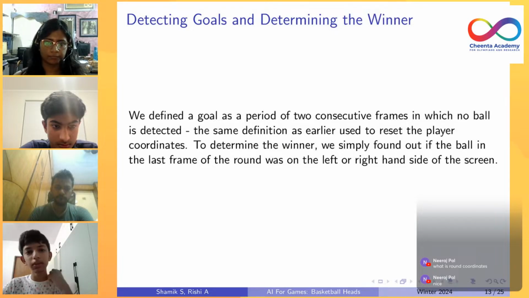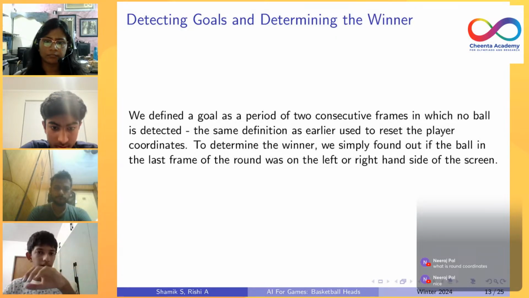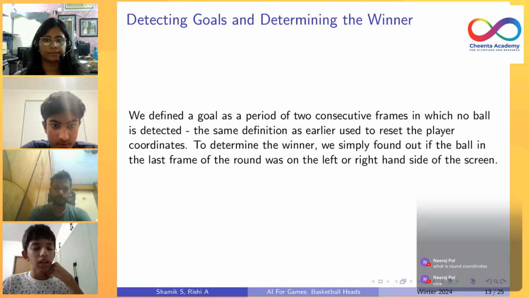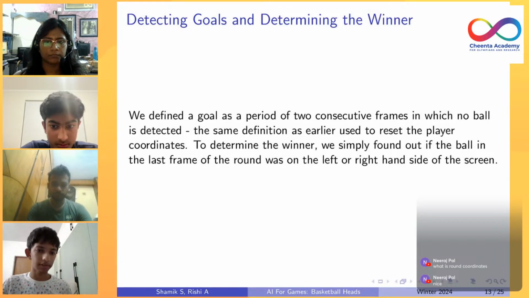So the first question was, how do we find the number of goals? We used the method we used earlier in our previous method. We defined the goal as a period of 2 consecutive frames in which there is no ball, since when you score a goal, for a period of time the ball disappears when it teleports. And to determine the winner, we just see whether on the last frame of the ball, it's on the left or the right hand side of the screen, because if the player scores, for example, the left goal, the ball would be on the left.